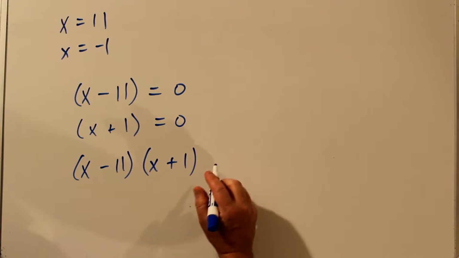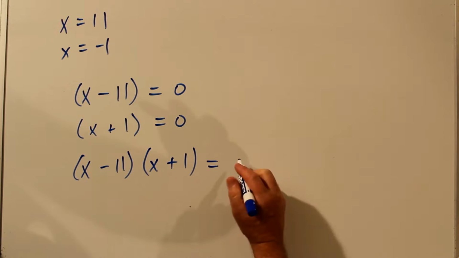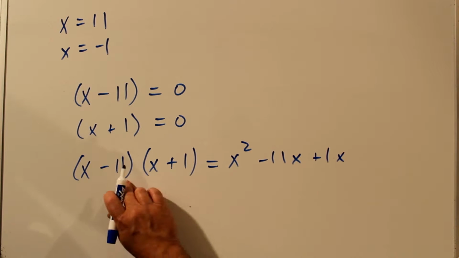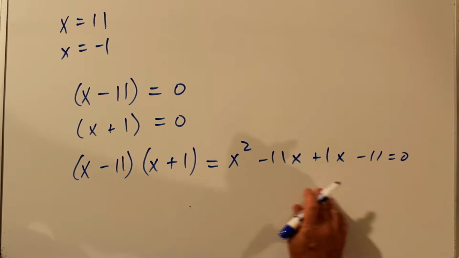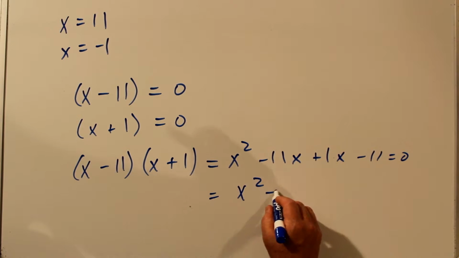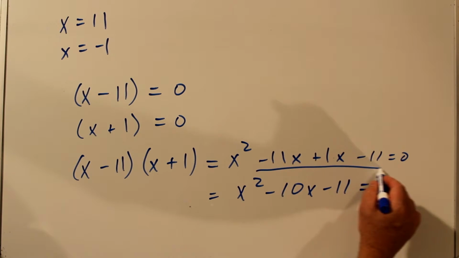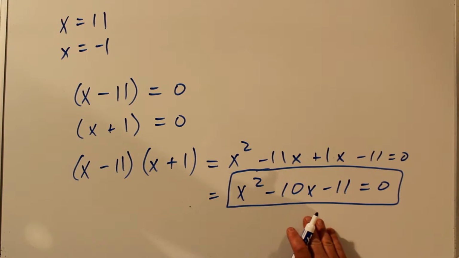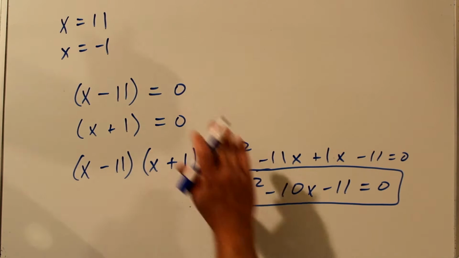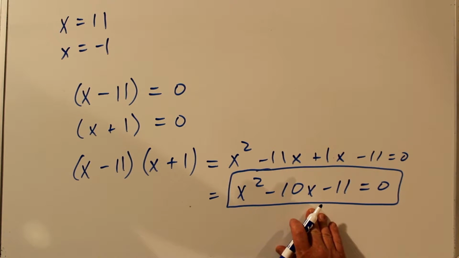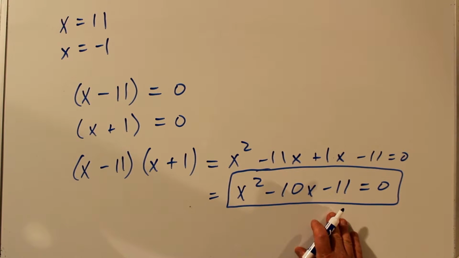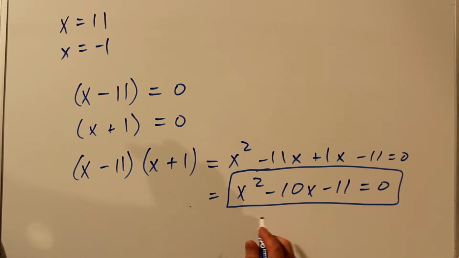x minus 11 times x plus 1, multiply: x squared minus 11x plus 1x minus 11 equals 0. And then combine like terms. And this is the quadratic equation that has these two answers. I'm going to show you how to go directly from these answers to the quadratic equation without having to do the multiplication. Let's look at the general form of the quadratic equation.